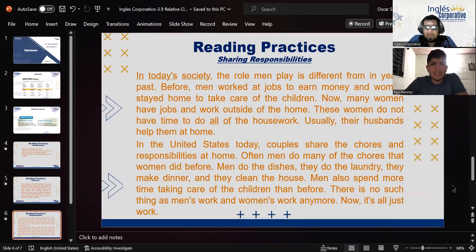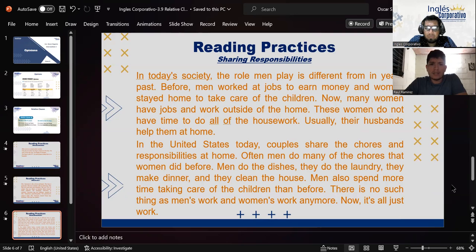In today's society, the role men play is different from in years past. Before, men worked at jobs to earn money and women stayed home to take care of the children. Now, many women have jobs and work outside of the home. These women do not have time to do all of the housework. Usually, their husbands help them at home.